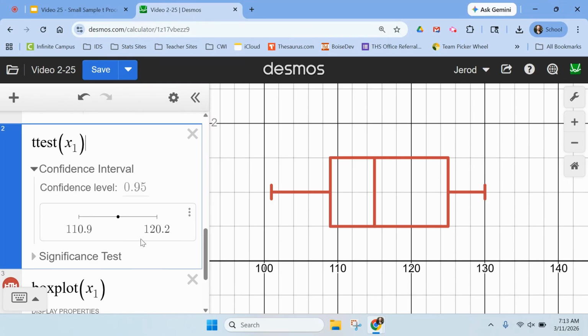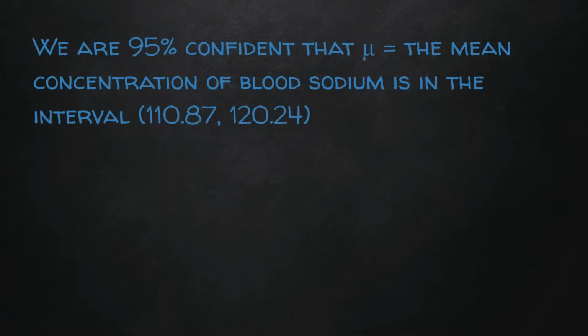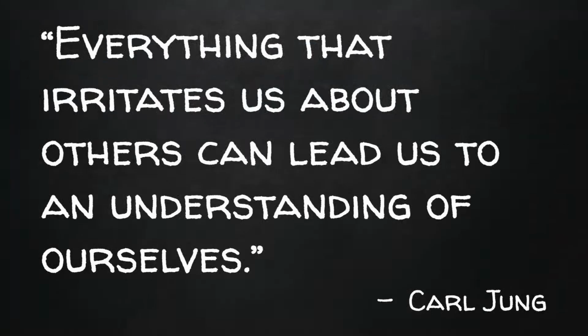To complete our problem, we would then give our conclusion that we are 95% confident that mu equals the mean concentration of blood sodium is in the interval 110.87 to 120.24.